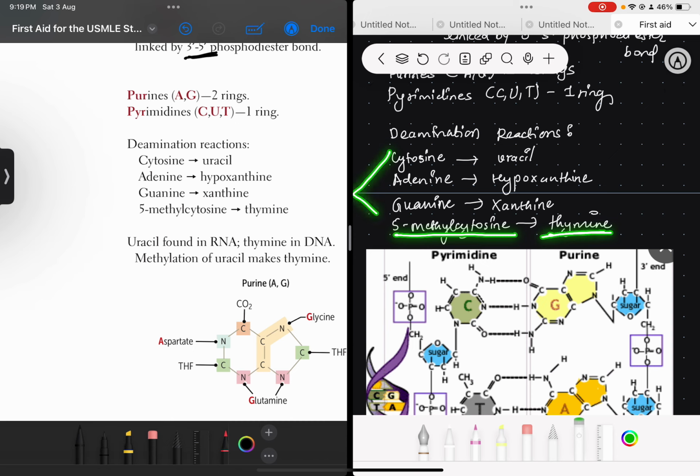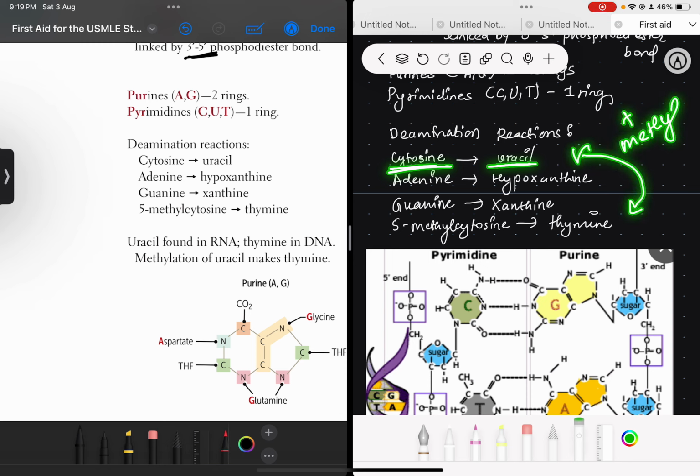So from these two reactions we can conclude that methylation of uracil will make thymine, because here 5-methyl cytosine makes thymine and here cytosine makes uracil. So if we add the methyl group to uracil, it will form thymine.